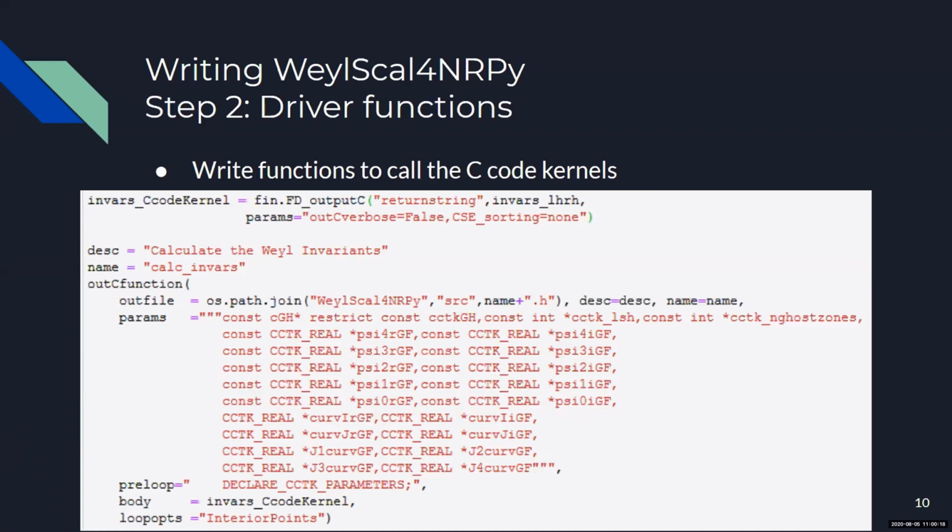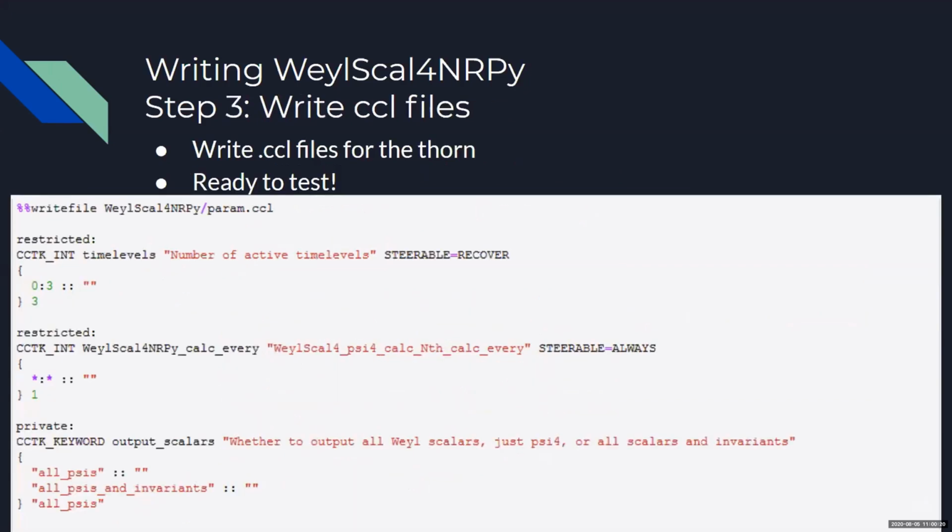And of course, we will need to write the CCL files for the thorn. So this one is param.ccl, which, as Terrence mentioned before, we now have a tool to do automatically. But this was my first project on the toolkit, so way back then, we didn't actually have that, which is why this one is written out manually.